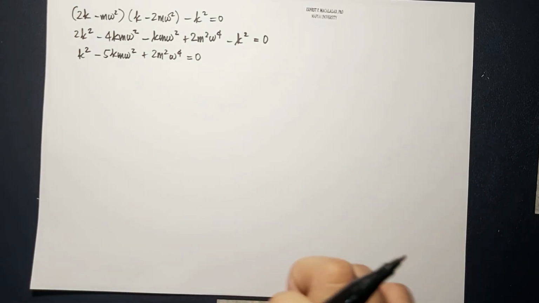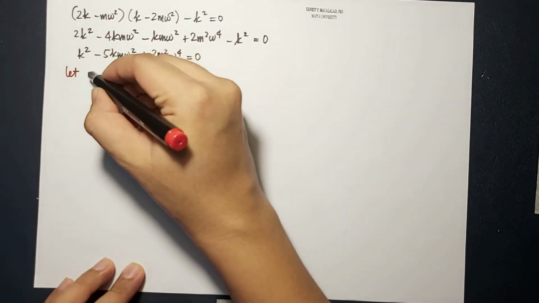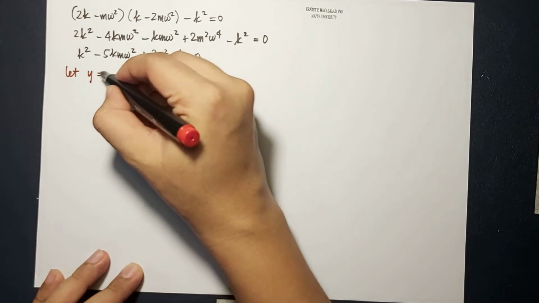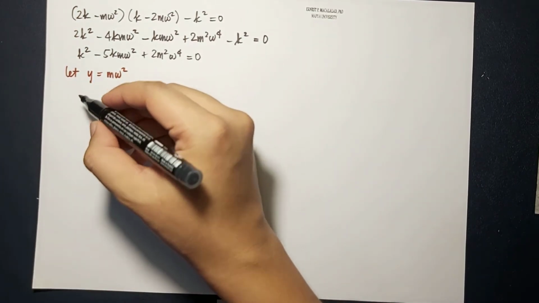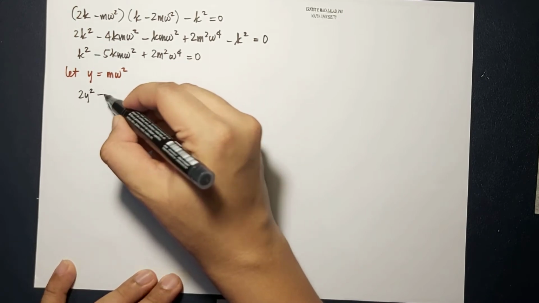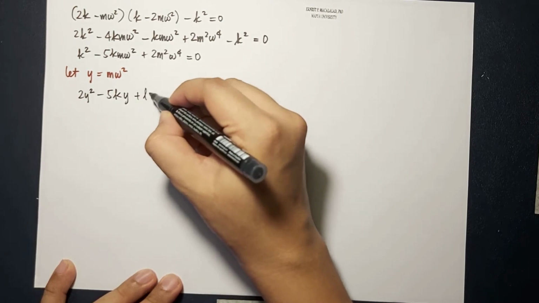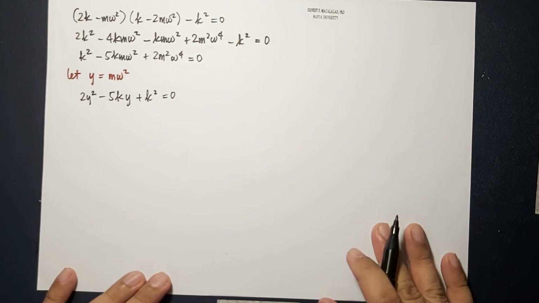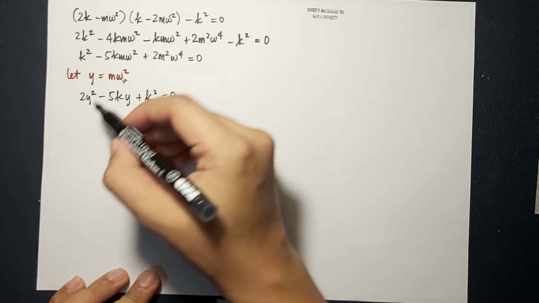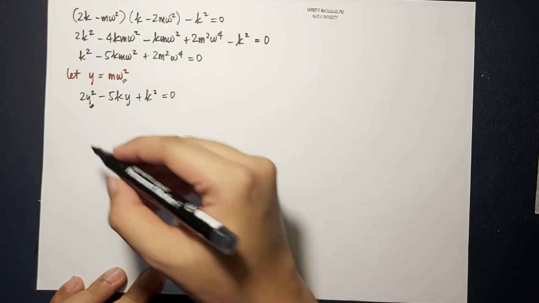If, for example, we let the variable y be equal to m omega squared, then this expression can be rewritten as 2y squared minus 5ky plus k squared equals 0. Because here we're looking for omega, our unknown should be y, and therefore we can solve this by using the quadratic formula.